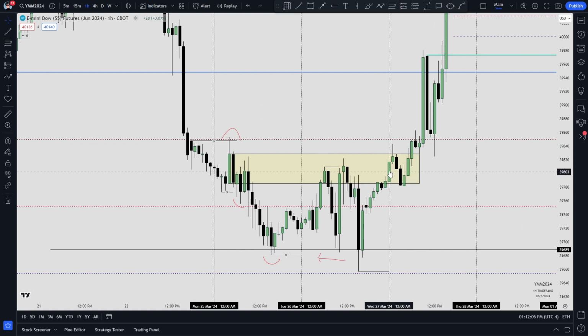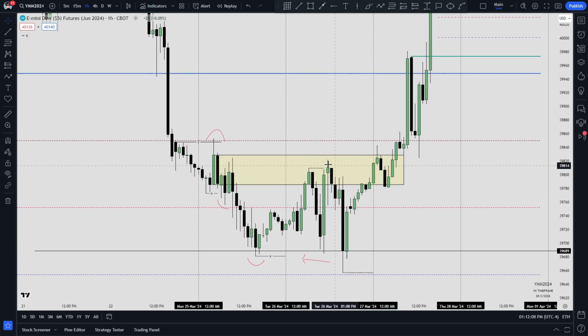So coming into the market here on Wednesday, I'm understanding structure was once bearish. We came lower, swept liquidity. Then after sweeping liquidity, we quickly left.